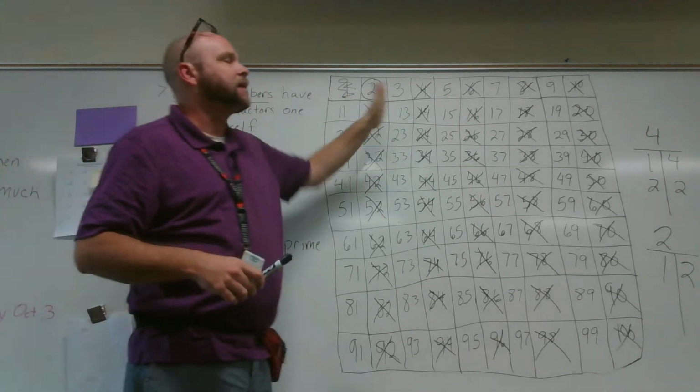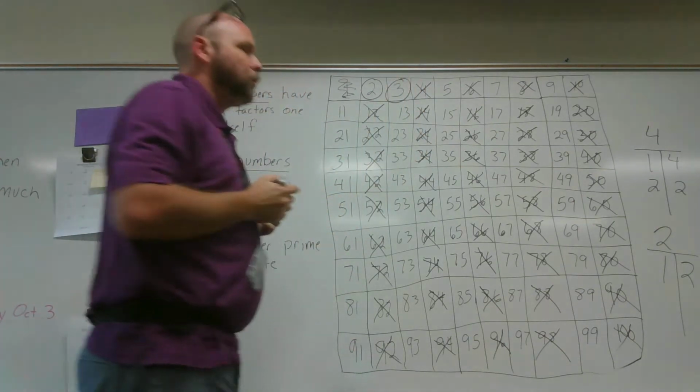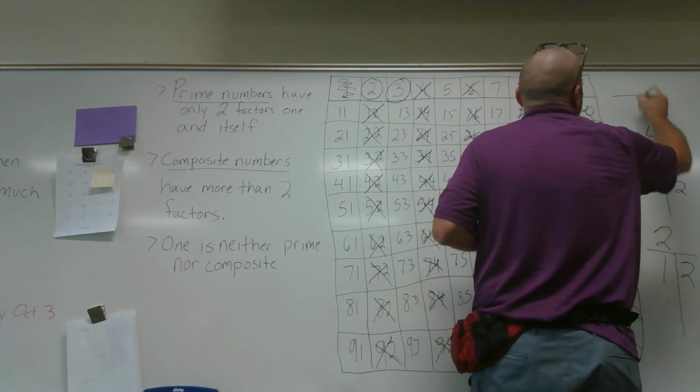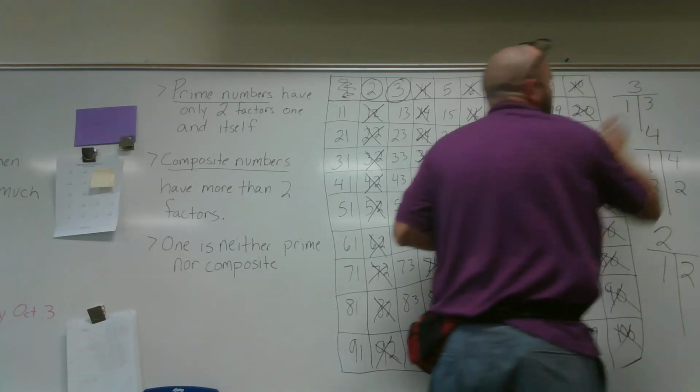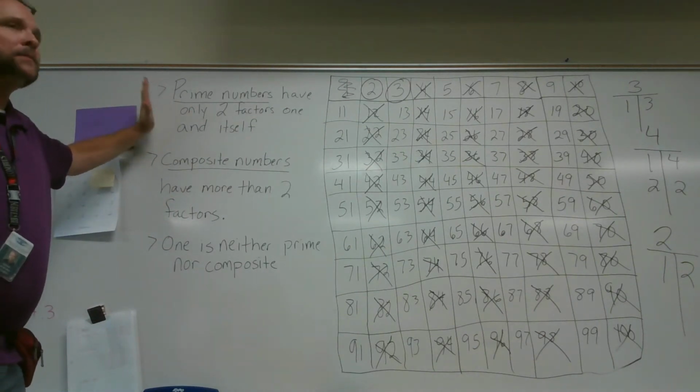Now we go to our next number on our hundreds chart, which is 3. 3 is a prime number because the only two factors of 3 are 1 times 3, 1 and itself, which using our definition makes it a prime number.